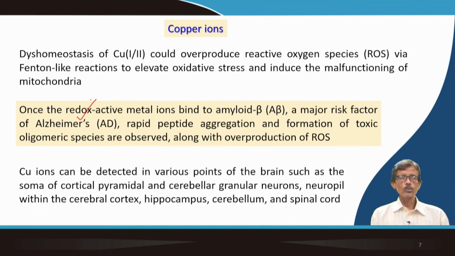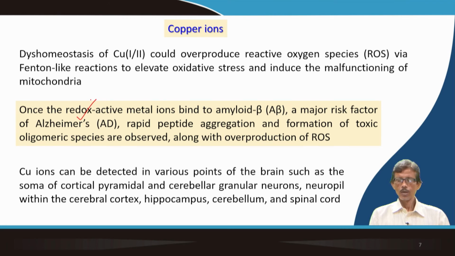These copper ions can be detected at various points of the brain, such as the soma of the cortical pyramidal and cerebellar granular neurons. The different neurons, the neuropil within the cerebral cortex, the hippocampus, cerebellum and the spinal cord. Starting from the spinal cord to the cerebral cortex, we know that a patient suffering a cerebral attack, like a heart attack, has the cerebellum or cerebral cortex affected, brain cells dying, or blood vessels rupturing. So, it is a very delicate part.